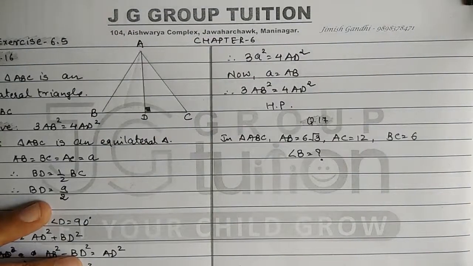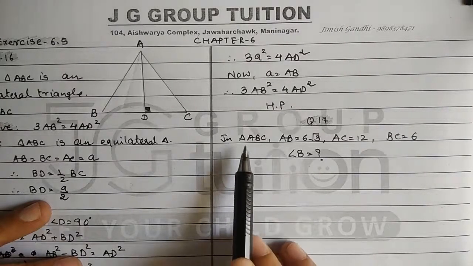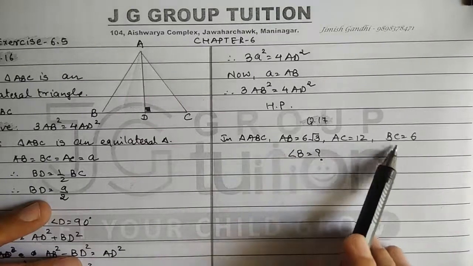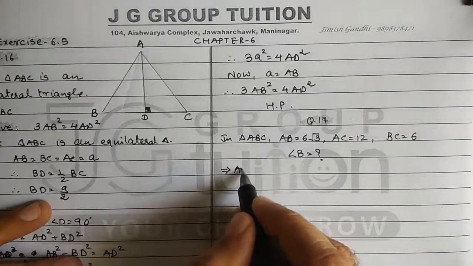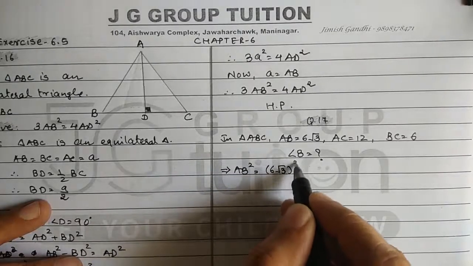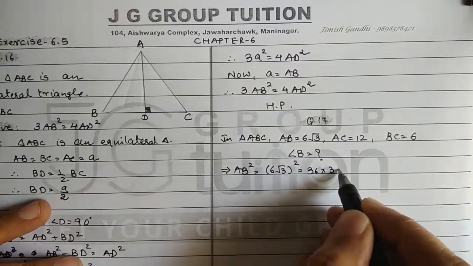Let us come to the last question of this exercise. It is to choose the correct option. It is an MCQ. It is given in triangle ABC, AB is given 6 root 3, AC is this, BC is this. Then what is the measure of angle B? So let me just do the square of all the sides which are given. 6 root 3 the whole square. So it is 36 3s are 108.